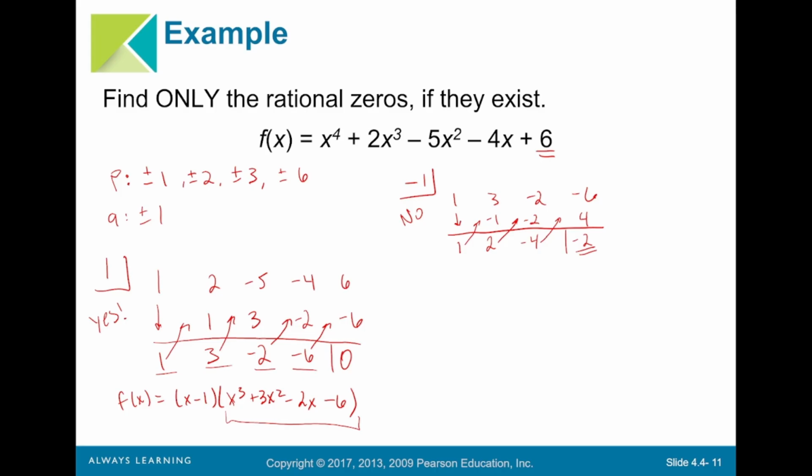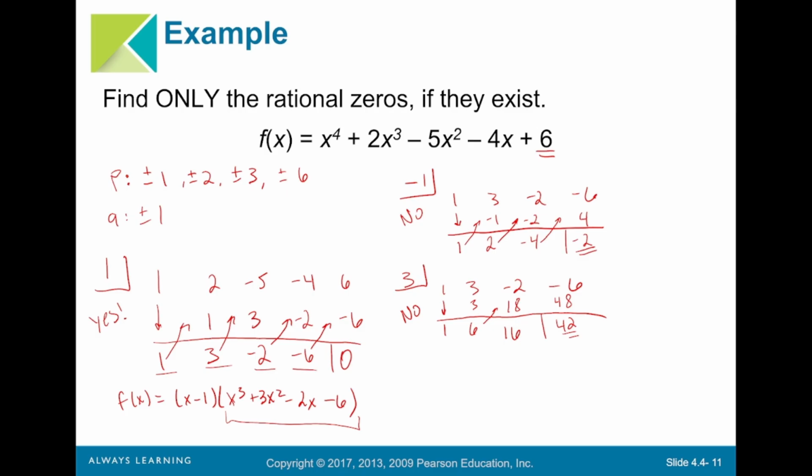Let's see if we can get a different 0. Let's try 3. 1, 3, negative 2, negative 6. Totally reasonable to go through the 2's as well, but I want to jump around a little bit and jump to 3. Draw ourselves a bar. We drop the 1. We do 3 times 1 is 3. We add the 2 of them, we get 6. 6 times 3 is 18. Negative 2 plus 18 is 16. And 3 times 16 is 48. And so negative 6 plus 48 is 42. Well, that's clearly not 0, so that's also a no.